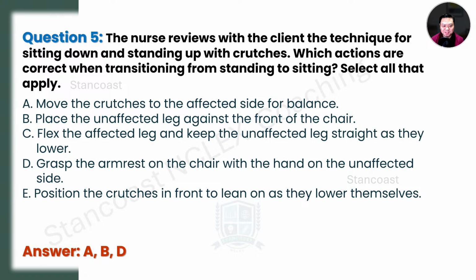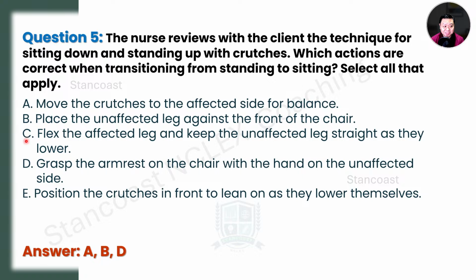All right, so this is to allow the patient to move the crutches to the affected side. This will provide balance and stability. And if you selected letter B, place the unaffected leg against the front of the chair, this is one of the preliminary steps in positioning the unaffected leg. And this will add stability and also control when they will start to sit down. Now, if you selected letter D, grasp the armrest on the chair with the hand on the unaffected side. This will give them better support on the unaffected side, and this will help the client safely lower themselves.